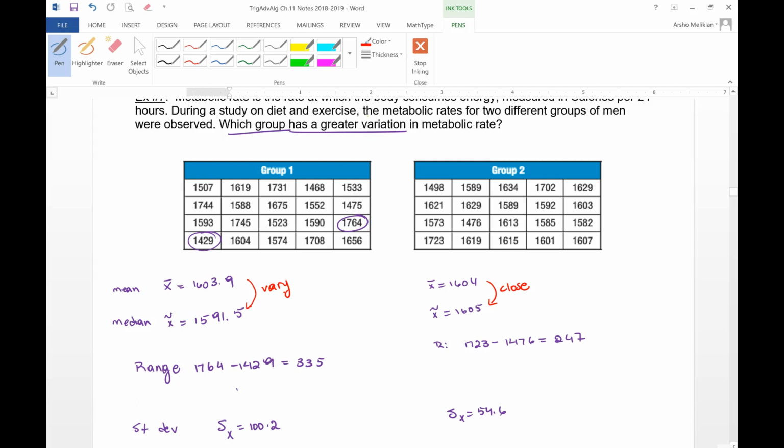Another thing we want to look at is the range. There is a much bigger range in group 2 than there is in group 1.